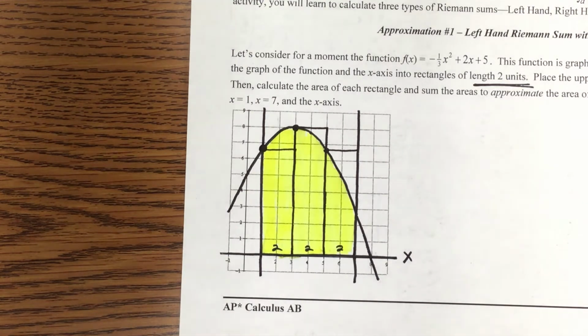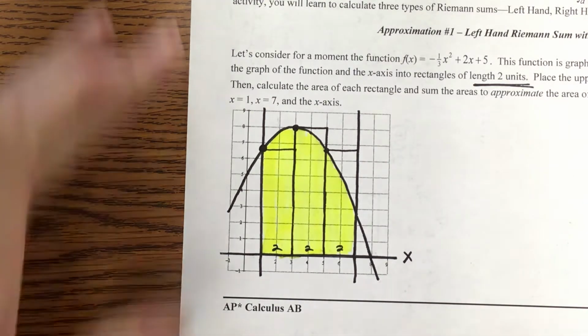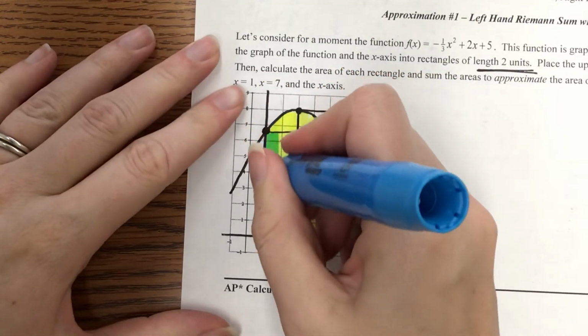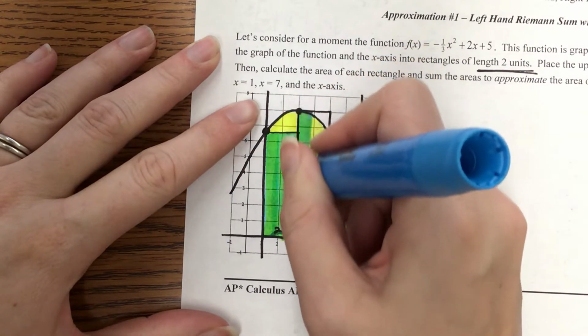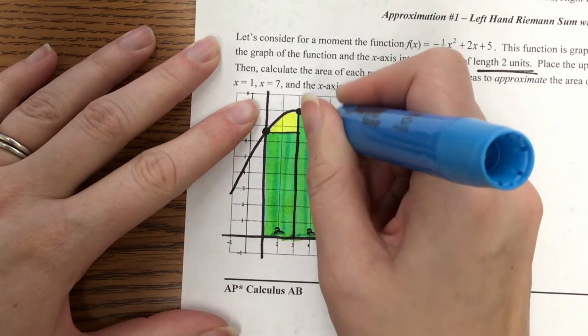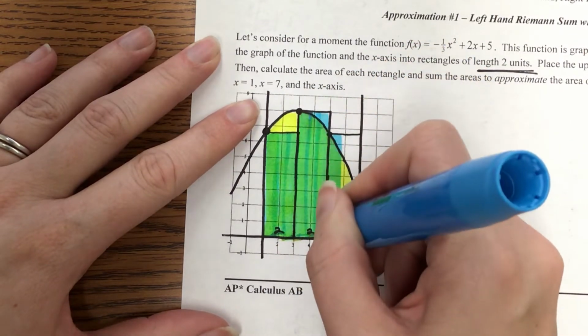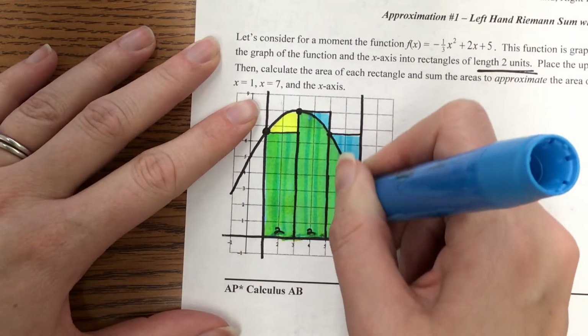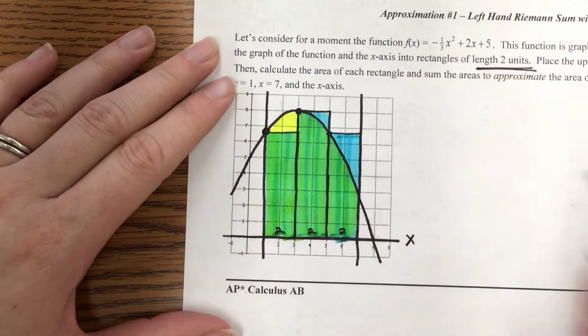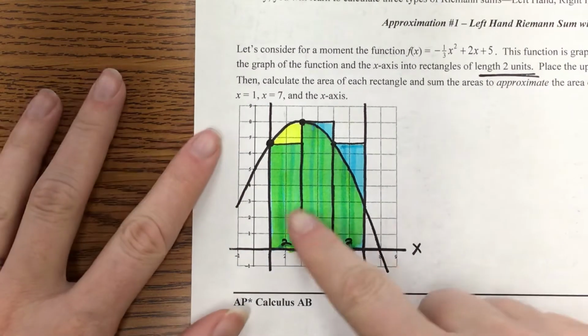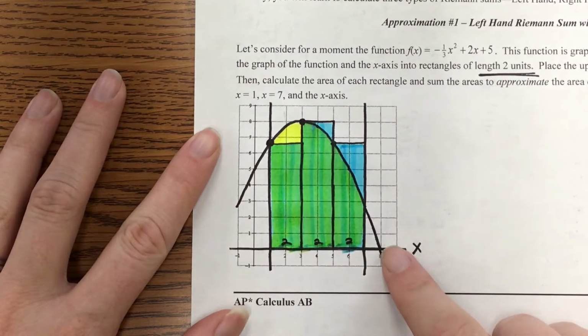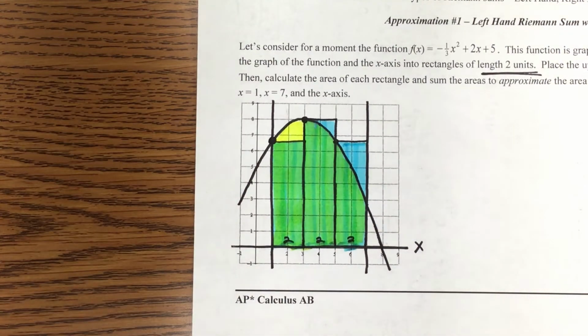Let's use blue. Areas of the rectangles. So that's going to be here. 1 rectangle, 2 rectangles, 3 rectangles. That's a pretty decent approximation. So all of the blue stuff and the green, right? Anything that I just highlighted with blue is what we are finding the area of.